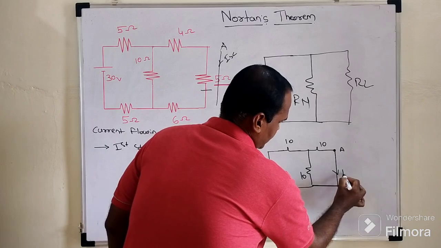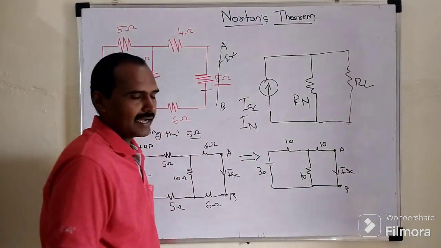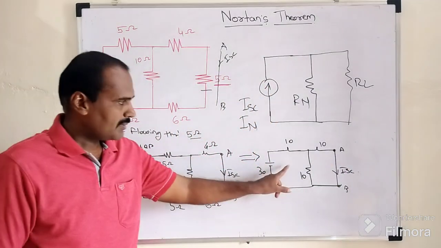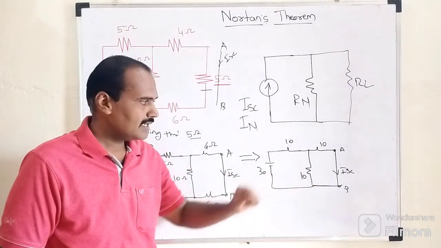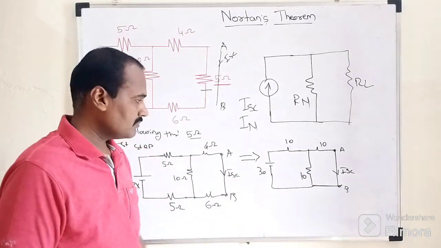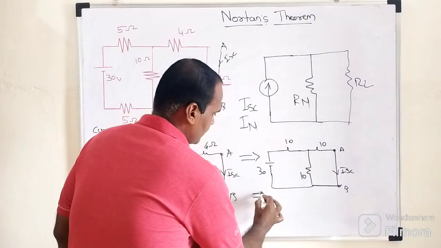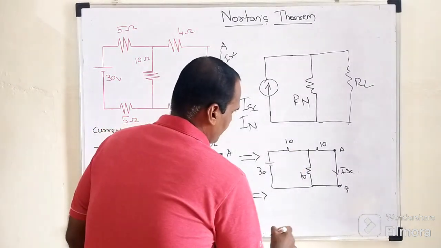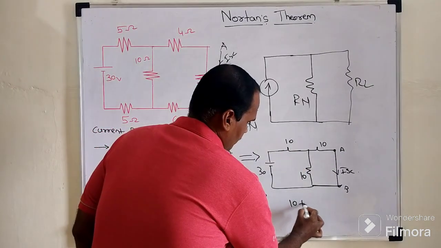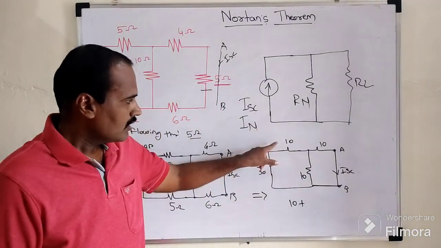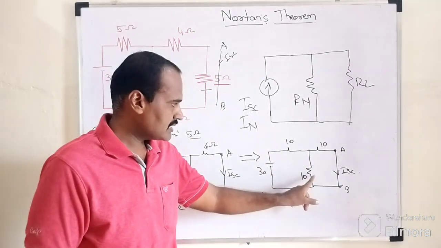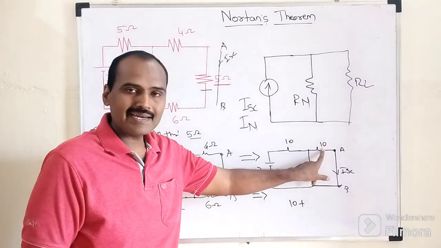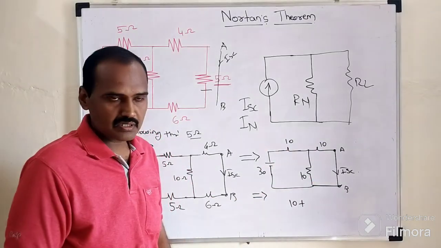Here we have the short circuited branch A and B, and we are interested to determine this ISC. By means of nodal analysis or loop analysis we can determine this ISC, but we will try to adopt the easiest strategy. So we come to this conclusion: this 5 plus 5 becomes 10 ohm, and this 10 ohm resistor is connected in shunt with this 10 ohm resistor.